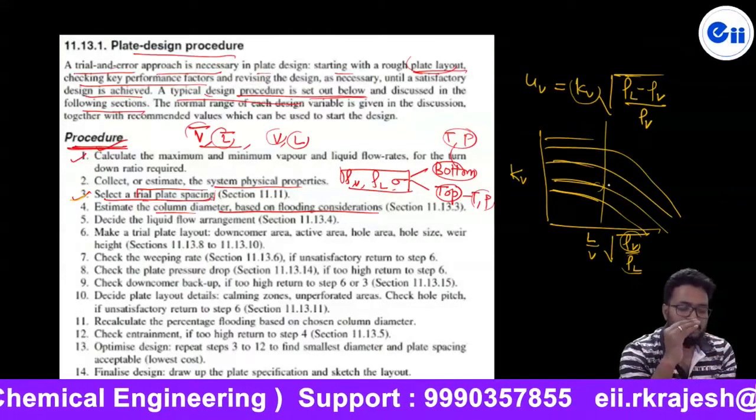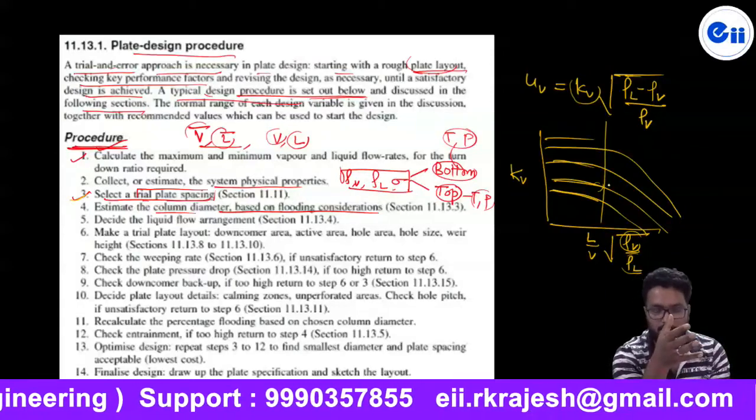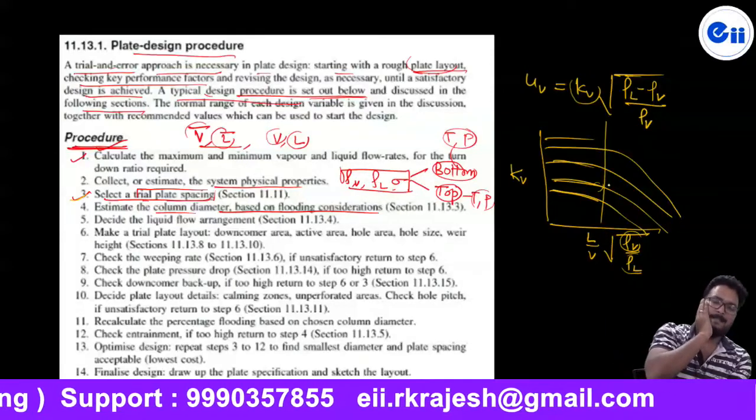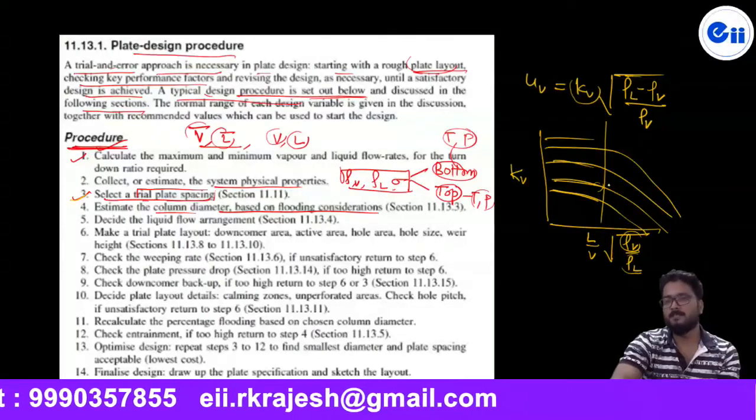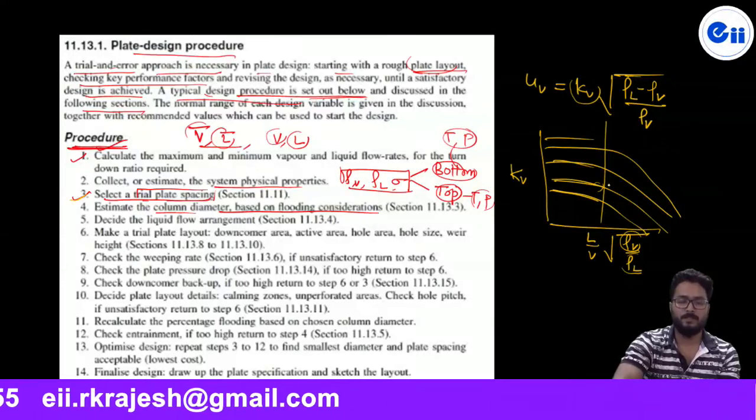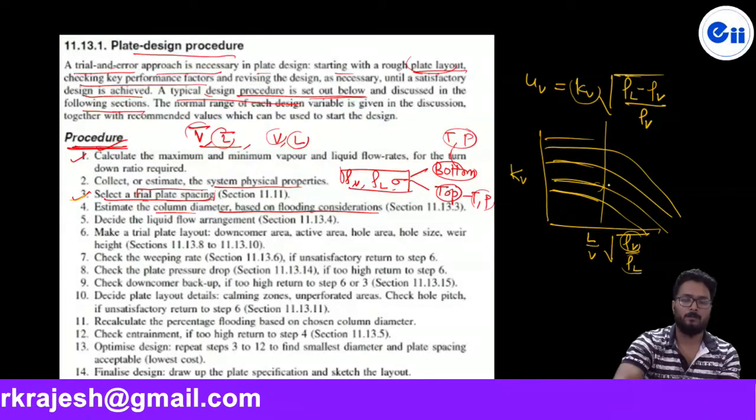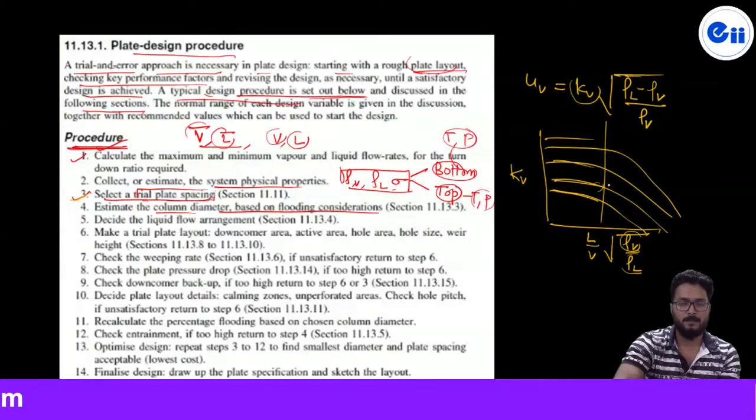So once again I am going to recall. The first step is to calculate the maximum and minimum vapor flow by the material balance. I will discuss it in the example. Second is to collect or estimate the system physical properties from a data handbook or a steam table, because temperature and pressure at the bottom and top of the column are different, and that is why the properties of the fluid, the density of vapor and liquid, will differ from top to bottom.